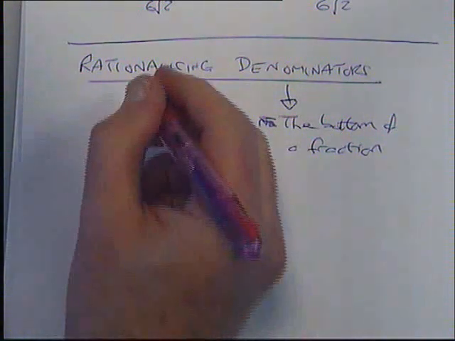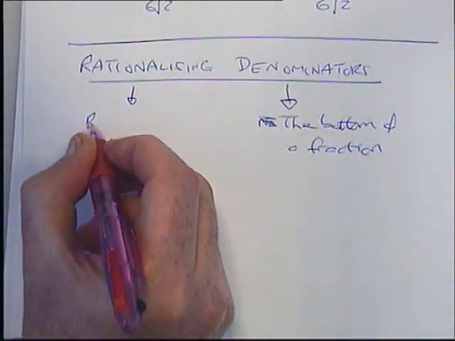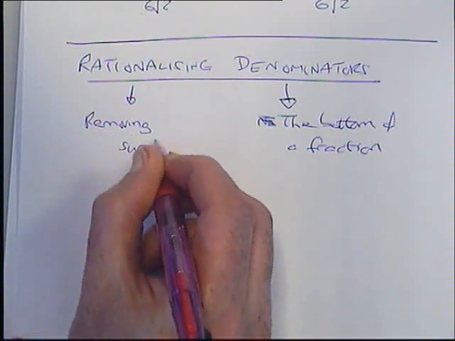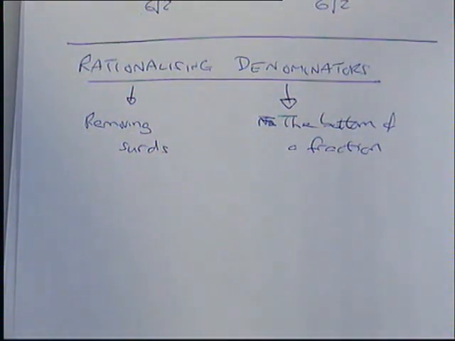Rationalising them means removing surds. So rationalising denominators means removing surds from the bottom of fractions.